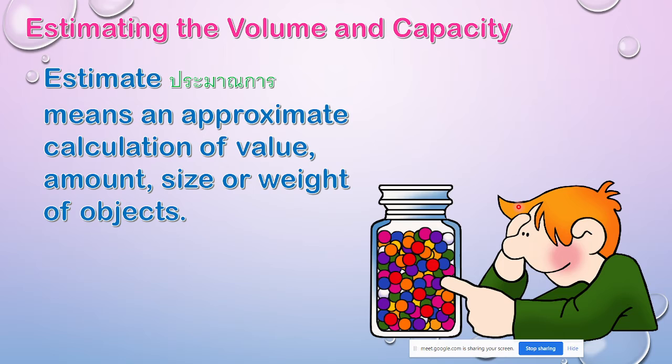Just like this one in the picture. There are a lot of candies in the jar, right? Now, if you don't have time to count the candies, you can just do an estimate. You guess, maybe there are around 30 to 40 candies inside this jar. Like that, you do an estimate.